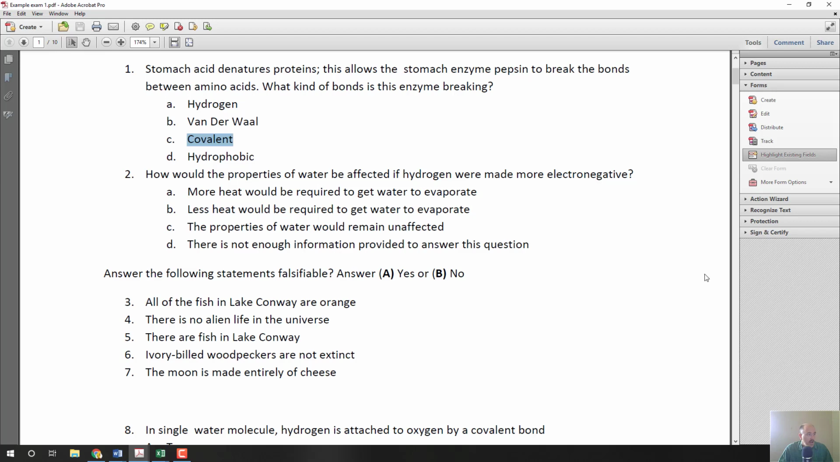Number 2, how would the properties of water be affected if hydrogen were made more electronegative? These are questions where you have to think. This is not something you can just memorize from your notes. These are questions where you have to apply problem-solving skills. If hydrogen were more electronegative, what would that mean? That would mean it likes electrons more. It has a higher affinity for electrons. So that means it's more like oxygen, which means it would share electrons more equally with oxygen. Therefore, less heat would be required to get water to evaporate. So B would be the answer, because water would no longer be polar. It wouldn't form hydrogen bonds anymore.